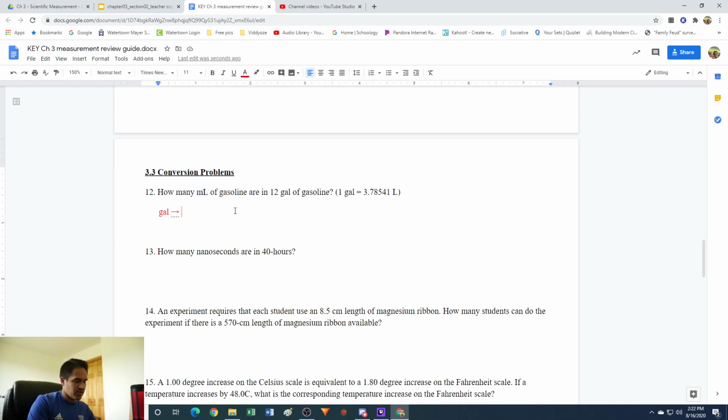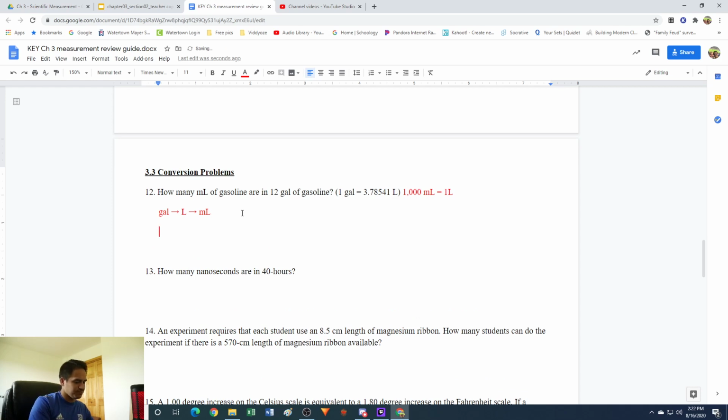So first up is going to go gallons to liters. And after we get into liters, we can go from liters to milliliters. And just to know what that is, we need to know, of course, the conversion between liters and milliliters. But milliliters, milli, means 1,000 times smaller. So there are 1,000 milliliters in 1 liter. Okay, so that's the other conversion factor. So let's set up our conversion.